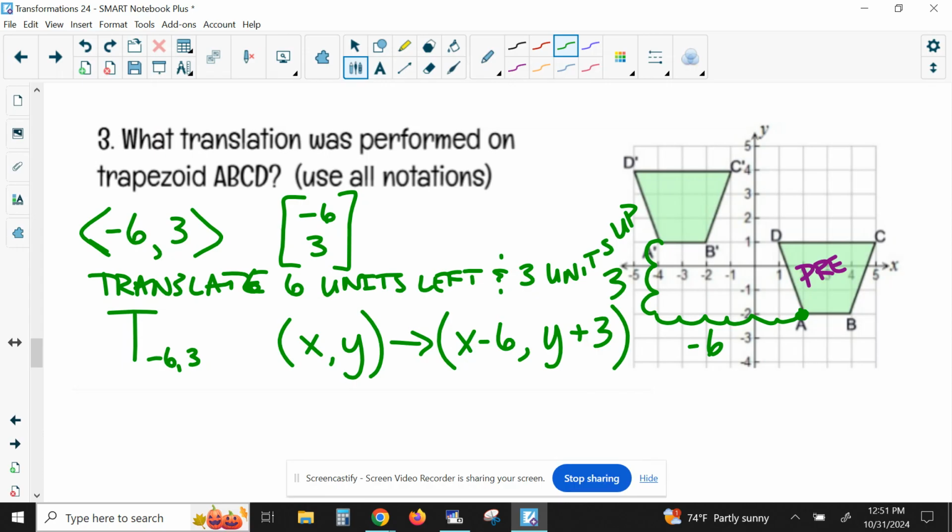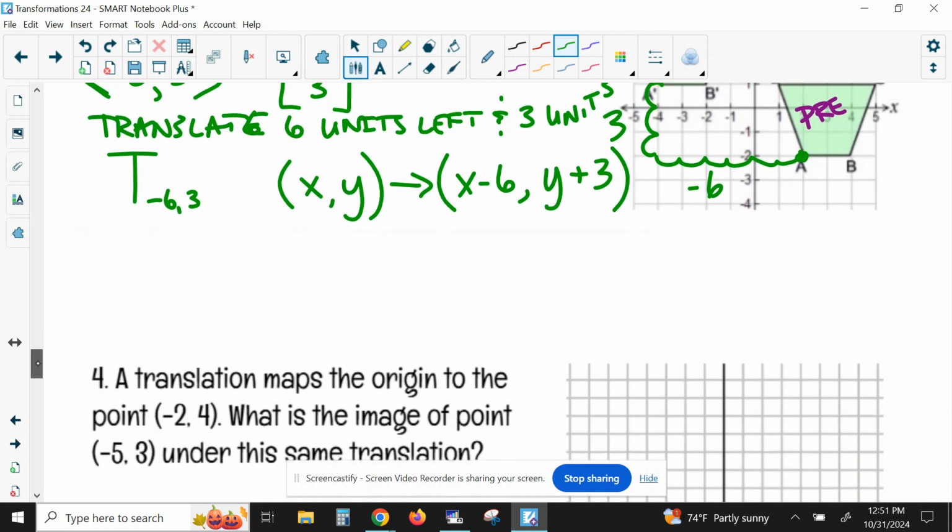That is all your notations. Cool on doing it different ways. Because you know they're going to throw all the different ones at you, so you just got to know they all mean the same thing. Cool? Okay, let's look at the next one.